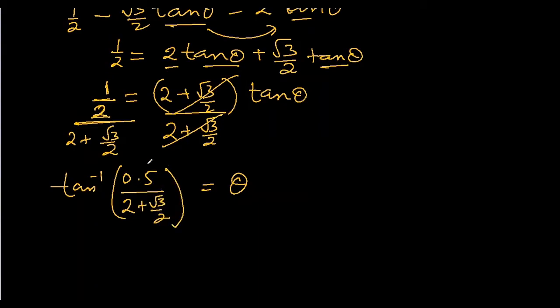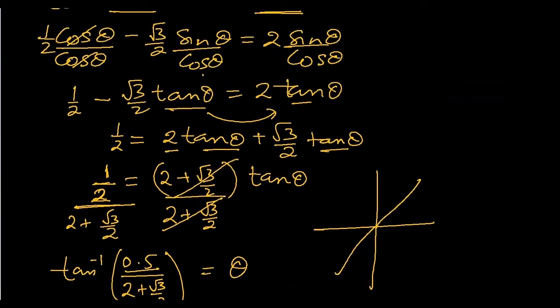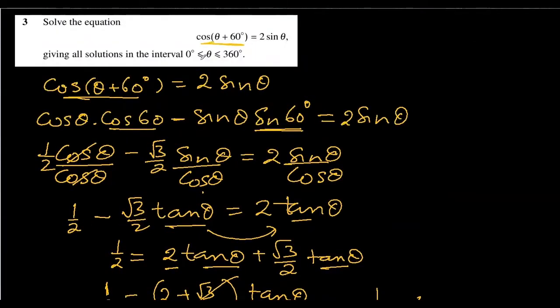And this whole thing is positive. This is positive, this is positive, this is positive. That means our angle will be in a positive quadrant, and for tan theta, it will be here and here. In these two quadrants, our answer should be, and look here, they are saying from 0 to 360.